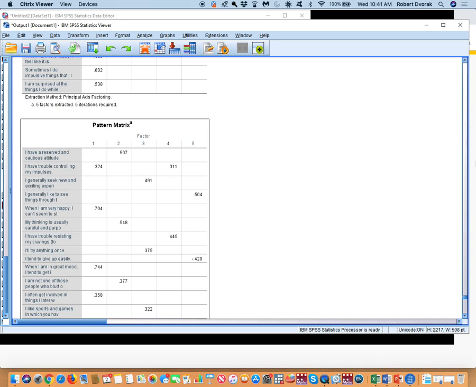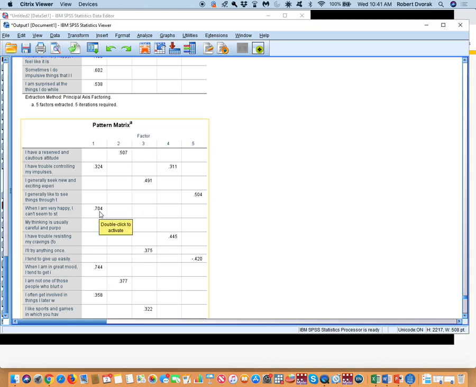I have trouble controlling my impulses. That is 1 and 4, so that's not helping us. We'll come back to that. I generally seek new and exciting experiences. That sounds like sensation seeking. So number 3 is sensation seeking. Number 5, I generally like to see things through to the end. That sounds like perseverance, so we would expect 2 and 5 to be strongly correlated. We'll come back to that. Actually, we can look at the factor scores to see how strongly correlated those are.